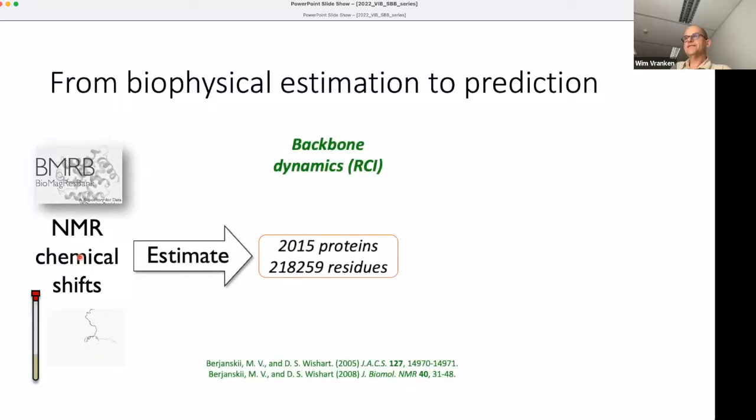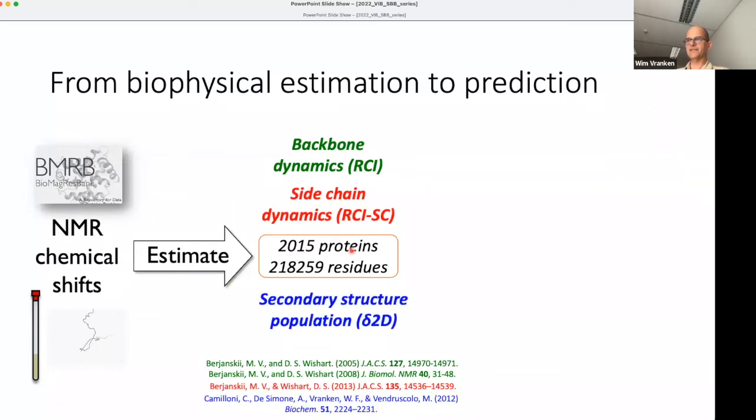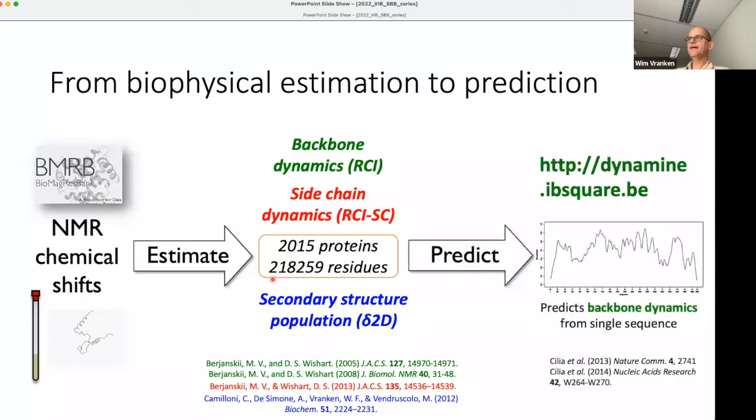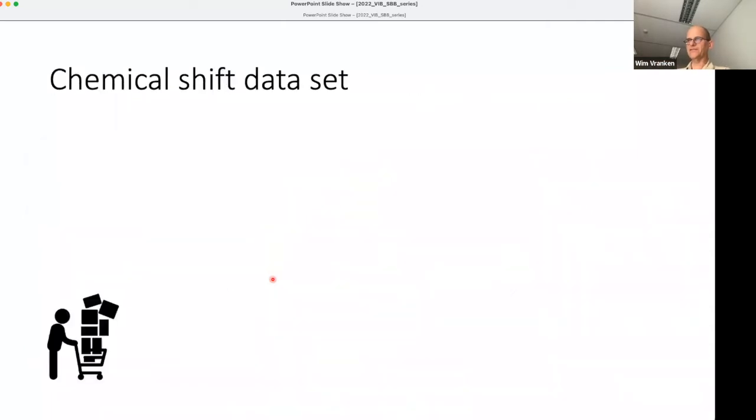So what we did with these chemical shifts, and I will explain this in a bit more detail later, we made estimations essentially of parameters like backbone dynamics, side chain dynamics, and secondary structure population by methods developed in other groups and also together with Michele in Cambridge. And we got a data set for just over 2,000 proteins, about 220,000 residues, with which we made a predictor essentially to predict the backbone dynamics from single sequence. Yeah, and I'm going to explain in a little bit more detail how we got to this and how that's relevant for what I'm going to describe next.